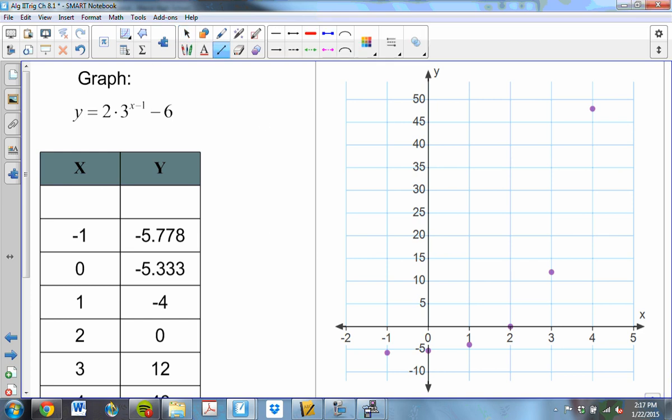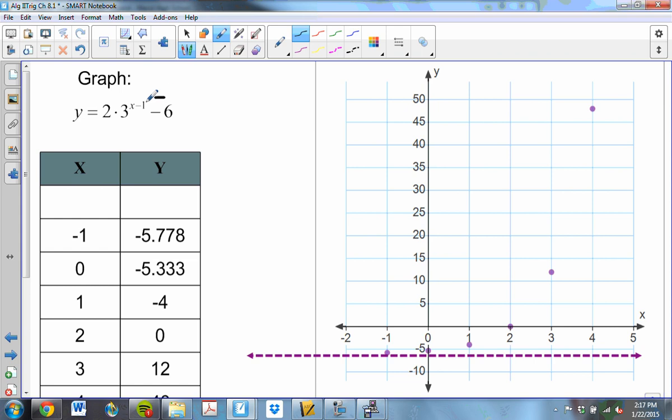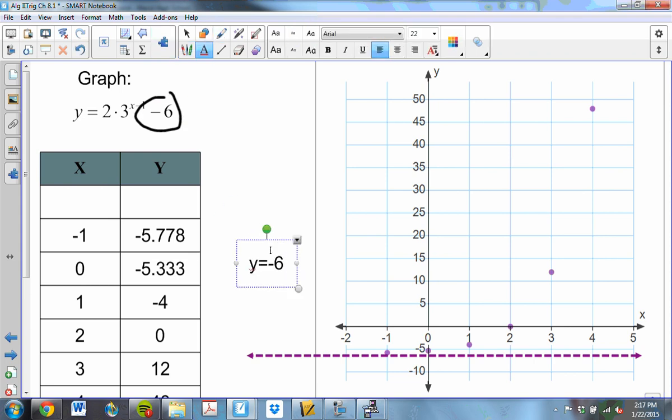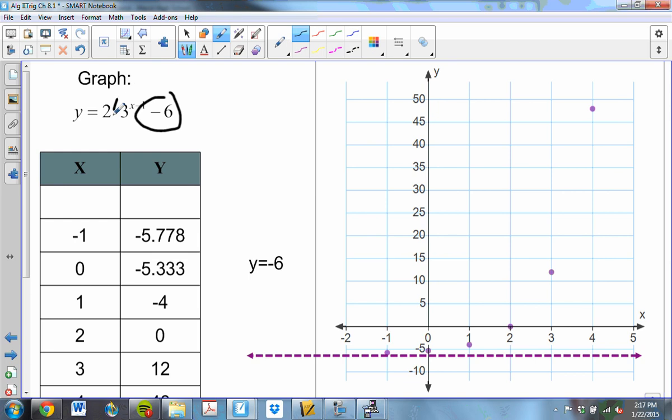So this has an asymptote at negative 6, just like we would have guessed, because that's this negative 6 value right here. So the asymptote is the line y equals negative 6. And it's exponential growth because the base was bigger than 1, so it's going like that, real high. Okay, thank you.